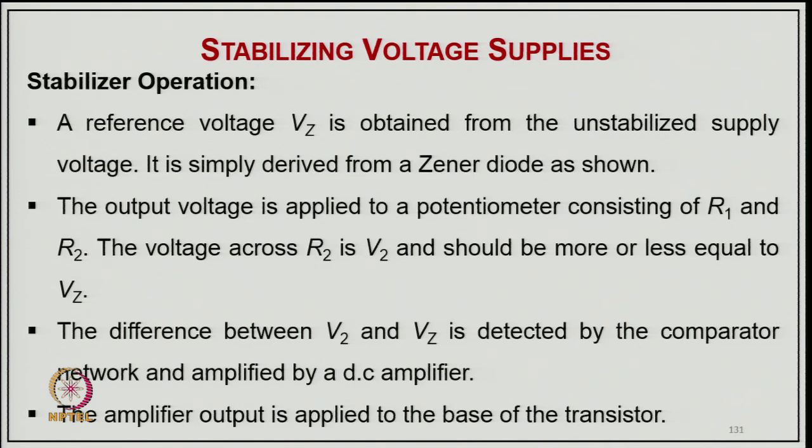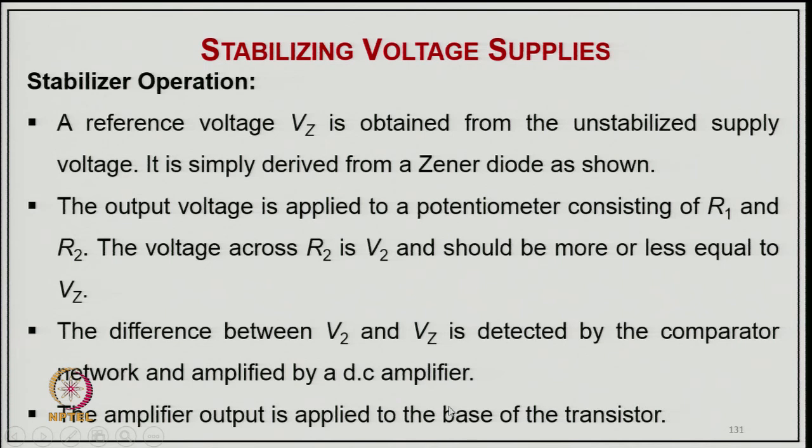A reference voltage V Z is obtained from the unstabilized supply voltage and simply derived from a Zener diode as shown, because that is only for the circuit, just as a signal from the input to the base current. The output voltage is applied to a potential divider of R1 and R2, and the voltage across R2 is V2 and should be less than or equal to V Z. The difference between V2 and V Z is detected by the comparator network and amplified by a DC amplifier.